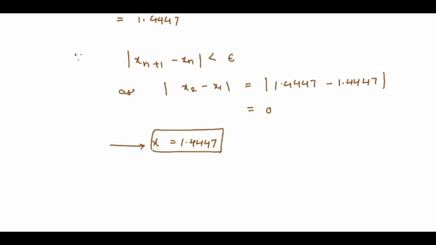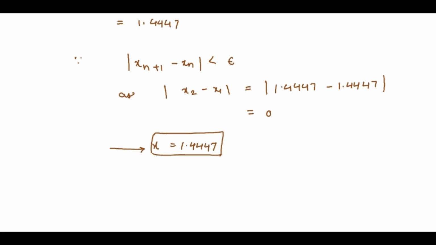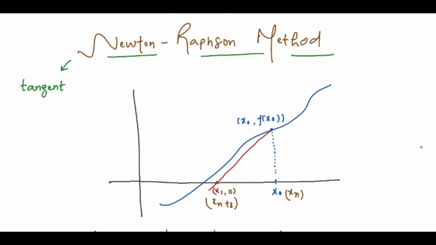So basically this has more advantages over the previous methods. It converges very fast, has high accuracy, and uses only one initial approximation, and hence is widely used in engineering and scientific computing. But it requires derivatives, and even a poor initial guess may lead to divergence or convergence to an unintended root. It can't be applied when f dash becomes 0 near the approximation, and hence is sensitive to the choice of the starting value.